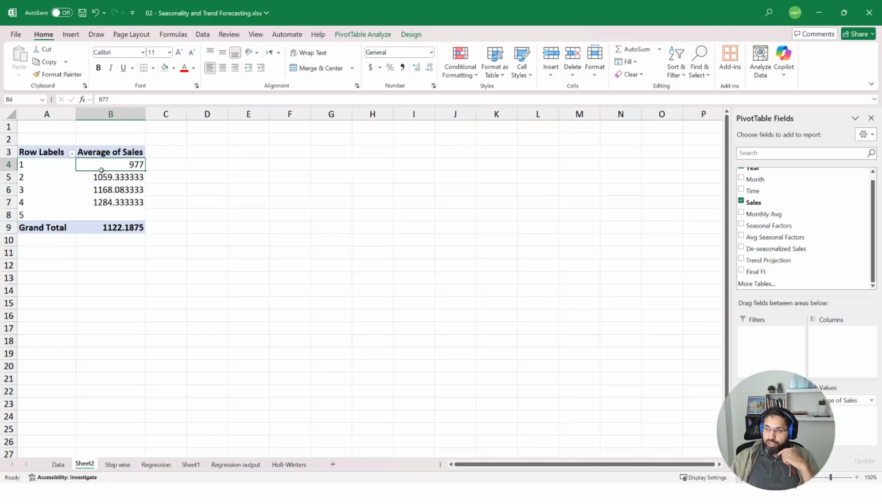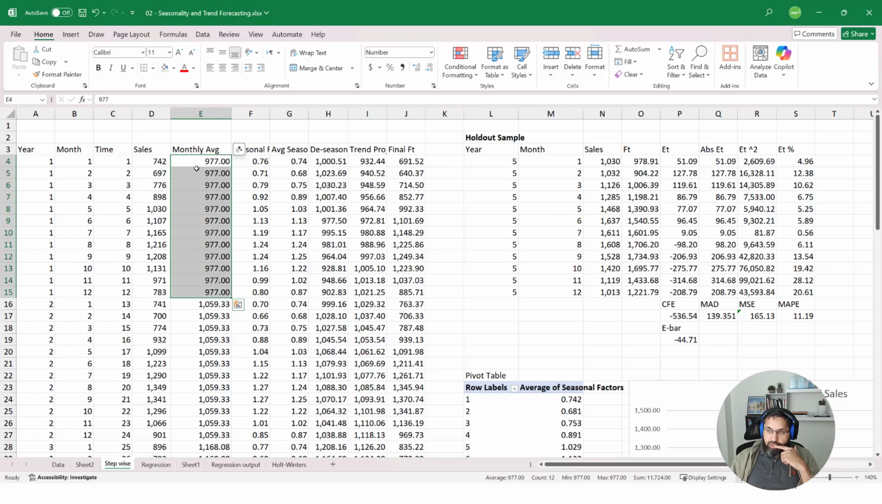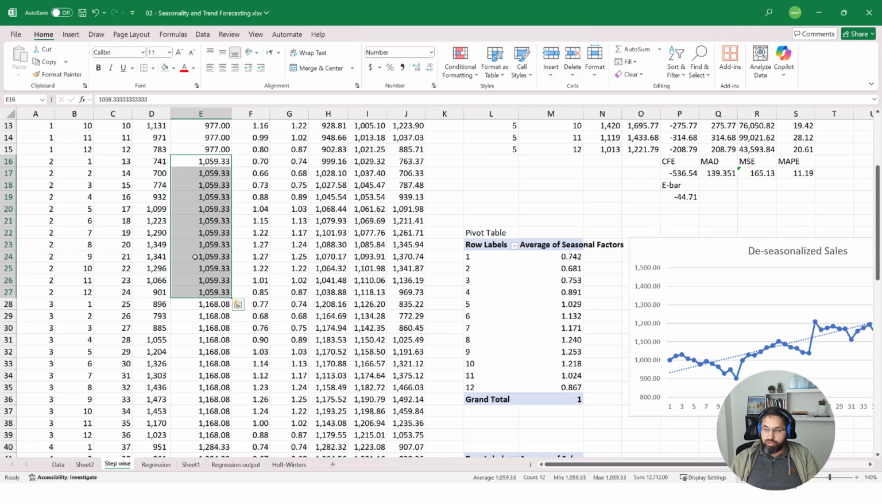Okay, that's the year one monthly average. So that comes from here. The other way you could do it is you could just select these 12 values for year one and see the average is 977. Then type 977 here, copy and paste to get all the 12 values of year one. Then you can select the second year, the next 12 values, and the average is 1059, and then you just type out or copy paste 1059 for the next 12 months.